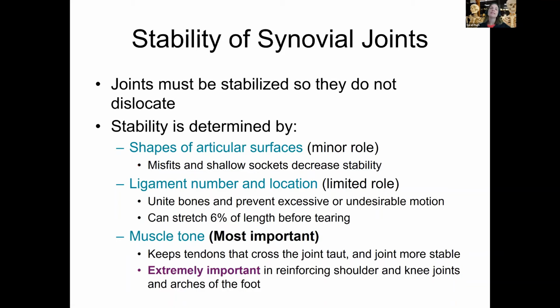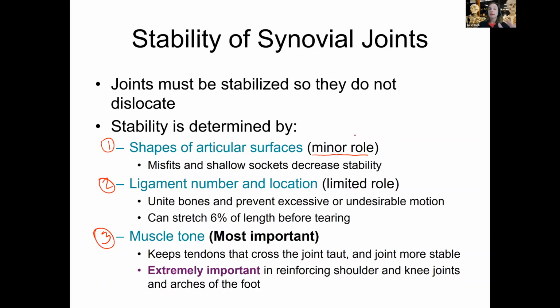And so there are three things that will determine the stability of a joint. Okay, so the first one is the shape of the articular surfaces. What that means is how the two bones fit together, the articulating bones. Now notice I have right here in parentheses, minor role. Well, this is important, but it's not the most important of these three. So how well those two bones fit together.